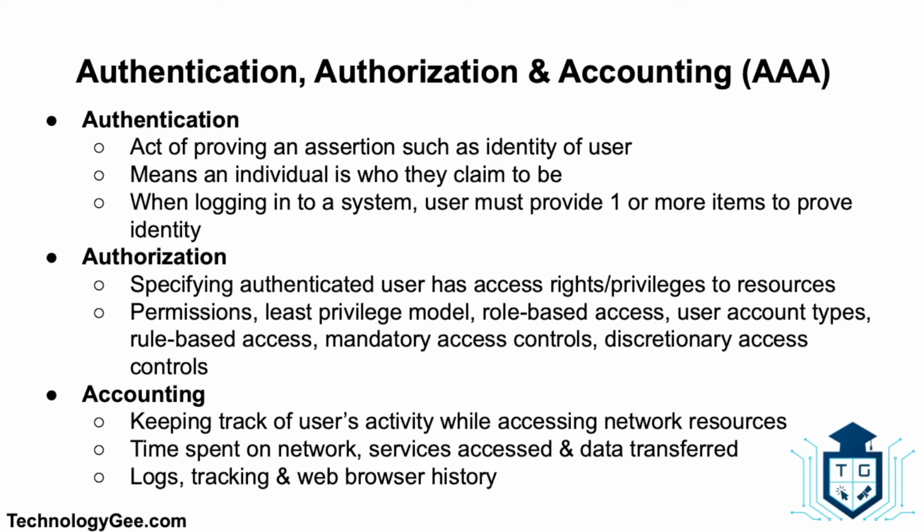Next, let's talk about authentication, authorization, and accounting, also known as the AAA. Authentication is the act of proving an assertion, such as the identity of a computer system user. Authentication simply means that the individual is who the user claims to be. So for example, when a user logs into a computer, network, or email service, the user must provide one or more items to prove their identity.